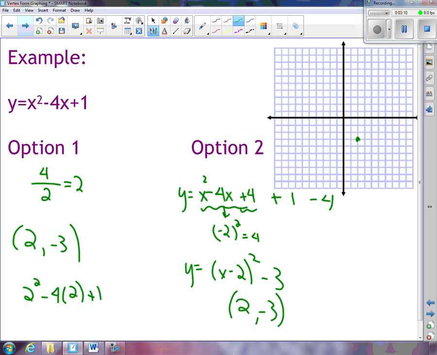Now you have to plug in any other point. I don't care what that point is, you just try to pick something that's convenient. If you want to plug in 0, that would be a nice, easy one to plug in here. If I plug 0 into this equation, I just get 1. So I know I have the point 0, 1 in addition to the vertex. So 0, 1 is here, then reflect that point over the axis of symmetry, and I have my parabola.